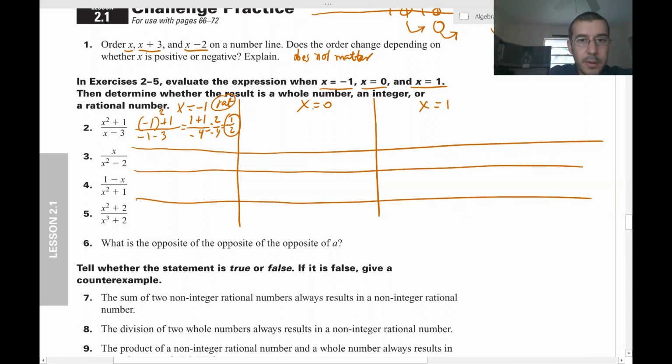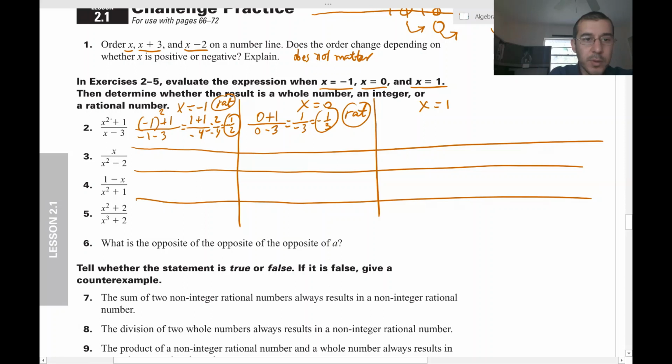Okay. When x is 0, we have 0 squared, that's 0 times 0, which is 0, right? So that's 0 plus 1 over x, which is 0, so 0 minus 3. 0 plus 1 is 1. 0 minus 3 is minus 3, so this is minus 1/3. Okay. And is that a whole number? No. Integer? No. Rational number. So this is a rational number as well.